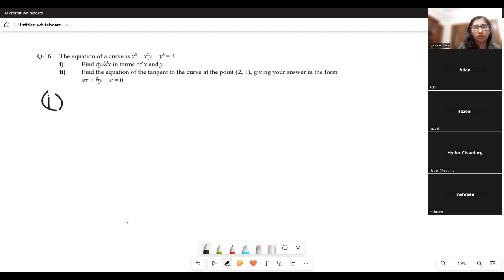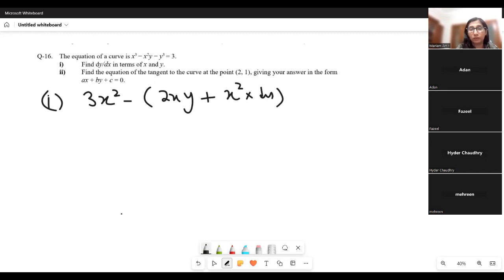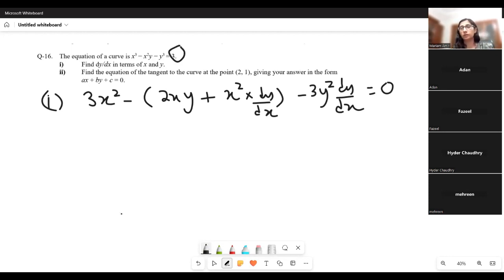Now I'm working a bit directly. So when we derivate x cube we get 3x square, you can also write dx over dx with it, but even if you don't write it, it's fine because it cancels and gives you 1. Minus, then inside the bracket I'm going to apply product rule on x square y. So that's going to be the derivative of x square, 2x, multiplied by y, plus x square as it is times the derivative of y, which is dy over dx. And then there's minus y cube, that's going to be minus 3y square, but with it we have to write dy over dx, and equate it to 0. Because this is 3 and when you derivate 3 you get 0.